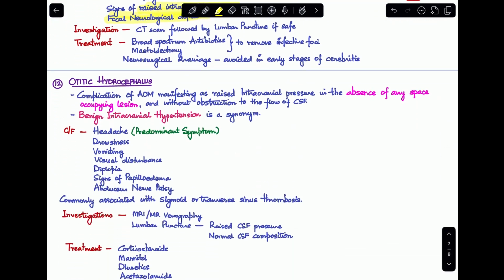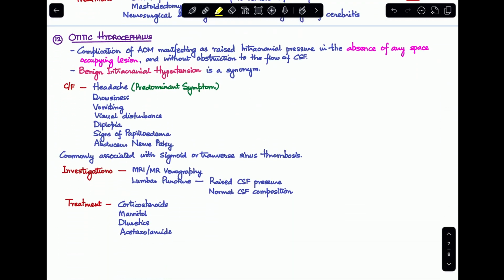Coming to our last complication, which is otitic hydrocephalus. Now, this is a complication of acute otitis media, which manifests as raised intracranial pressure in the absence of any space occupying lesion and without any obstruction to the flow of CSF. Whenever you see that the intracranial pressure has risen, however, no obstructive pathology is found, this leads to a suspicion of otitic hydrocephalus. The other name for this is benign intracranial hypertension.